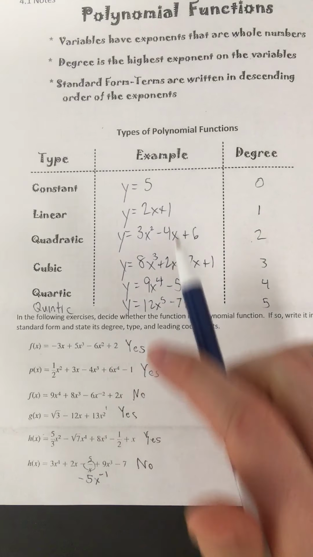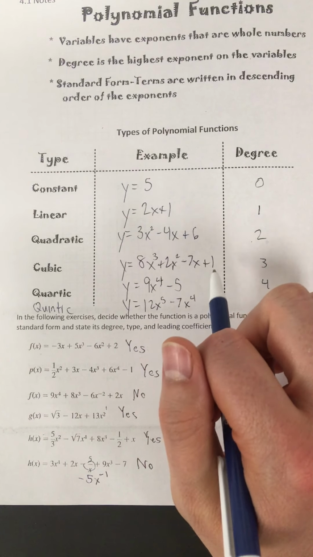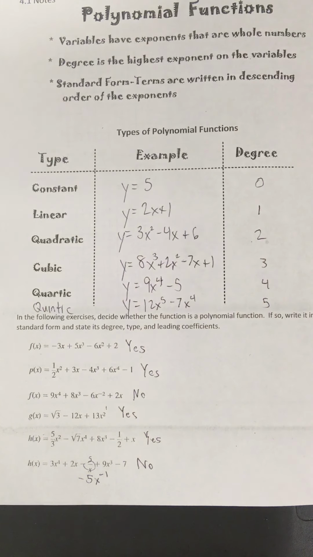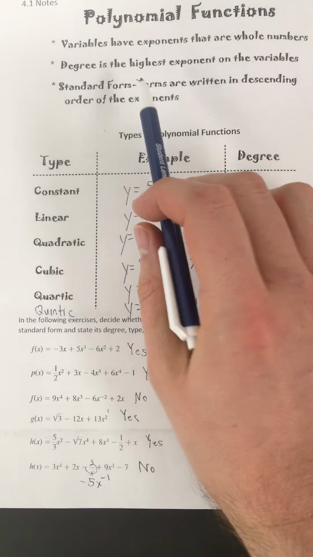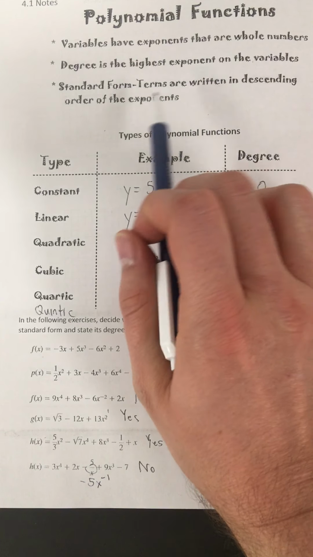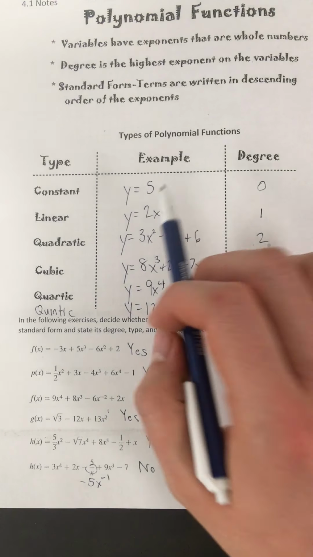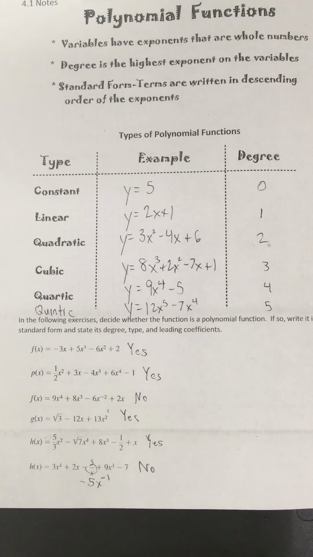And then one last thing, you notice all these problems, when I wrote them out, I wrote them biggest to smallest exponent. I wrote them in what's called standard form. Standard form of a polynomial, that's just where the terms are written in descending order of the exponents, from biggest exponent to smallest exponent, ending with the constant term, the thing without an exponent.